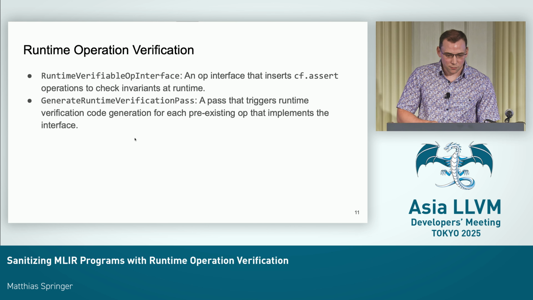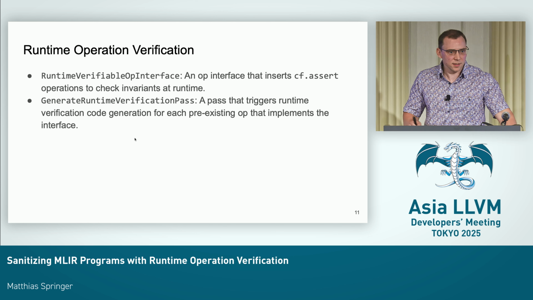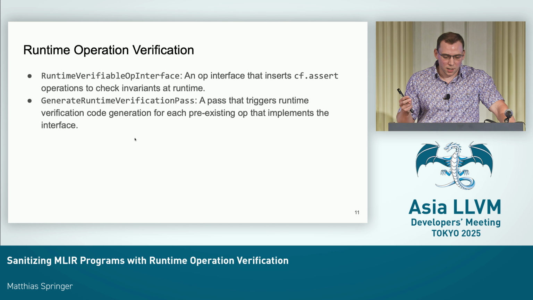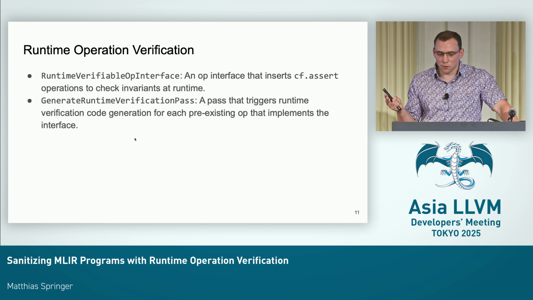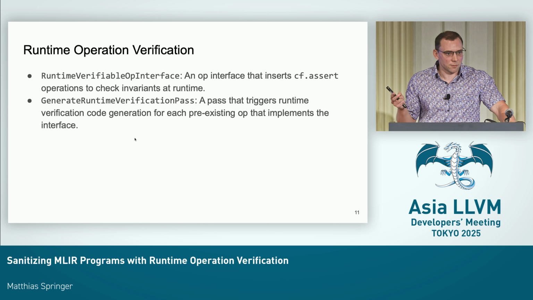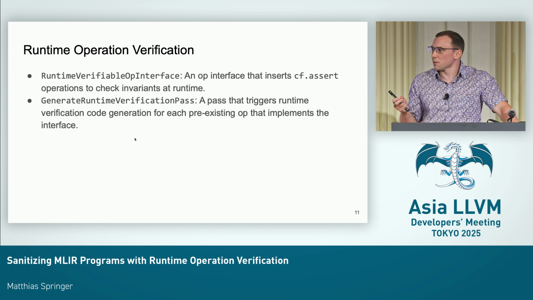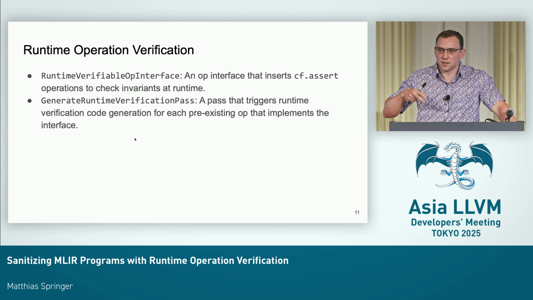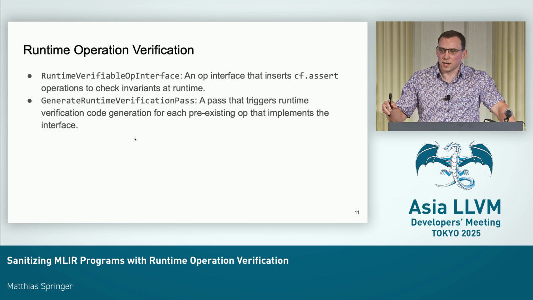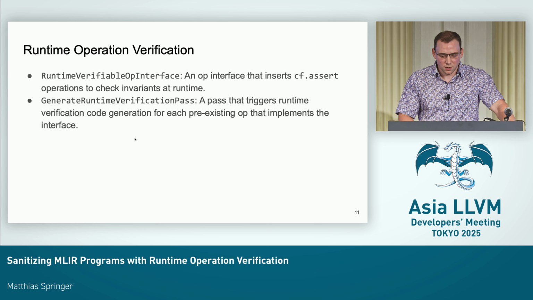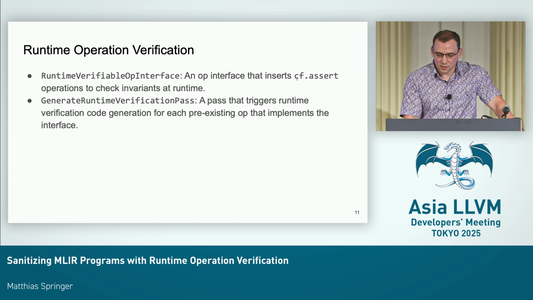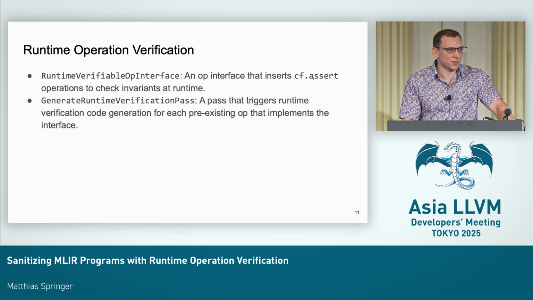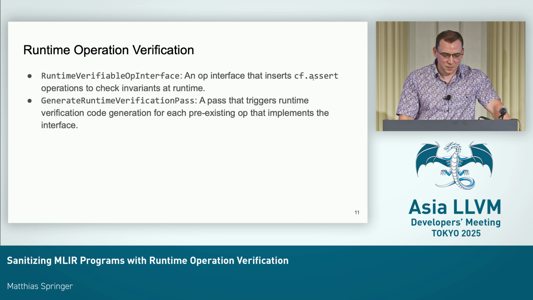So, runtime operation verification. There are two things that you need if you want to use runtime verification. There's an op interface, the runtime verifiable op interface. It's a very simple op interface with only one interface method. That method only inserts additional IR that checks the invariants that you're interested in. Typically, at the end, it inserts a cf.assert operation, which is somewhat similar to an assertion in C or C++.